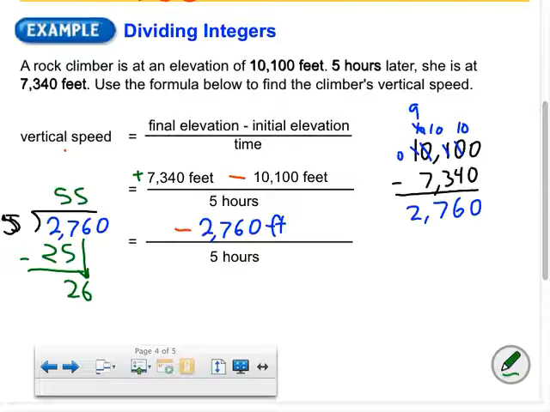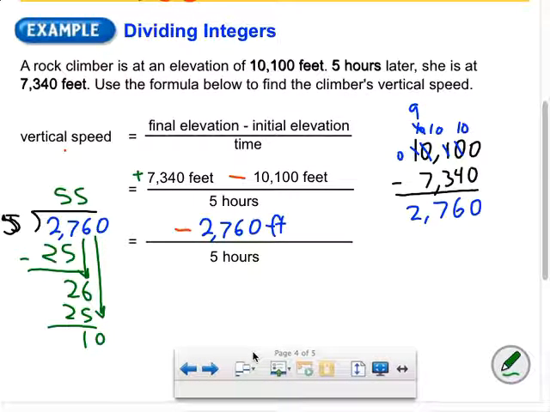Bring down the 6. 5 again. 5 times 5 again is going to be 25. And then I get a 1. I bring down the 0. And then when I bring down that 0, 5 goes into 10 twice. 10. No remainder. So, what is my answer? This isn't my answer yet.